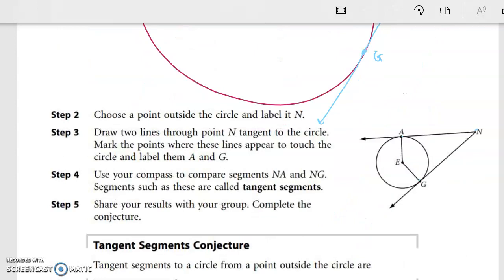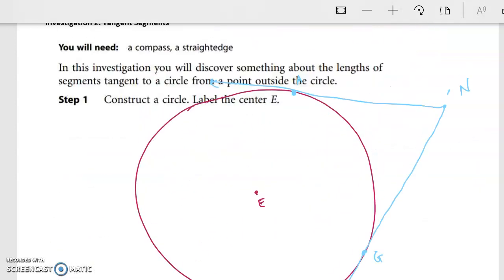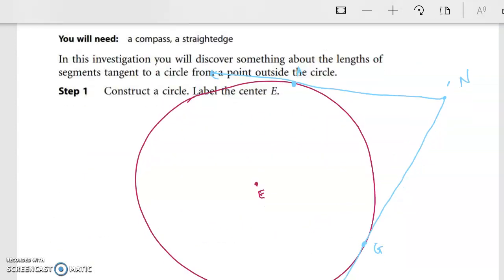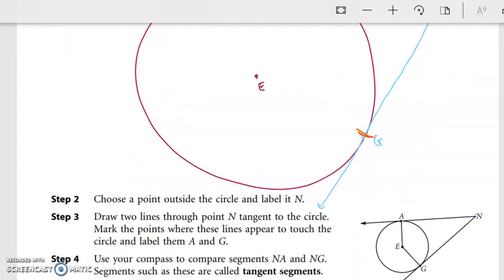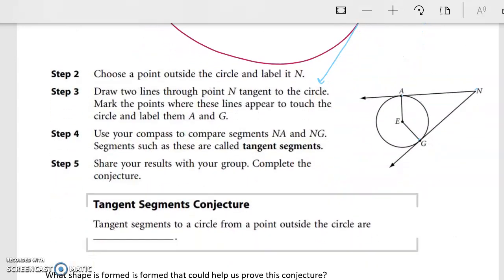Use your compass to compare segments NA and NG. Segments such as these are called tangent segments. So if you go ahead and put your stylus on N and compare the length to point A and point G, you should find out that they are the same length. And so tangent segments to a circle from a point outside the circle are congruent.